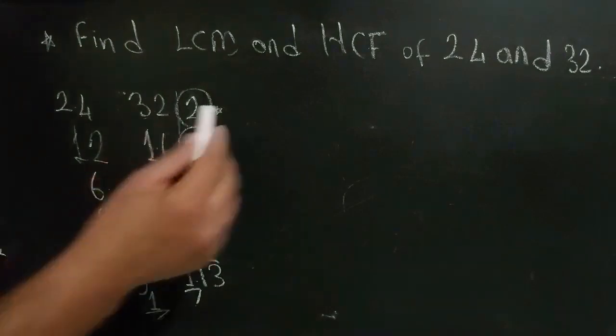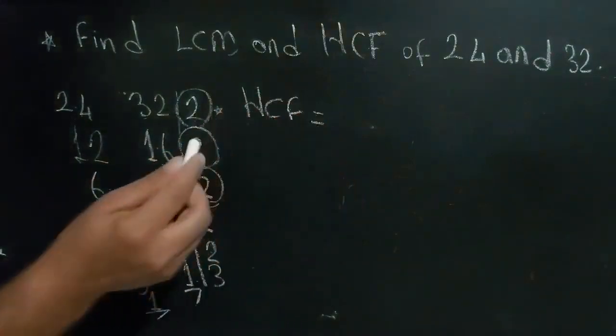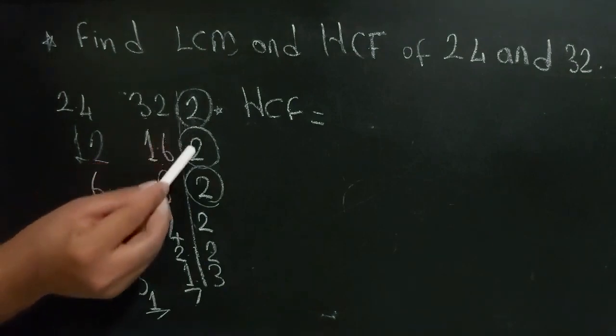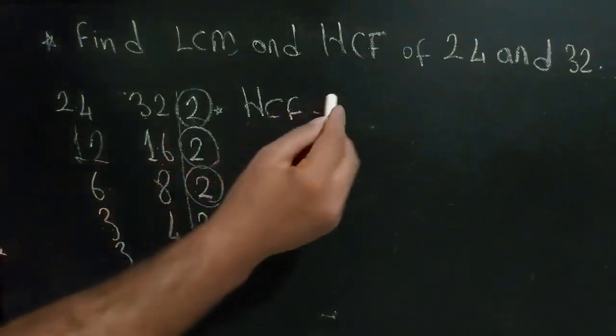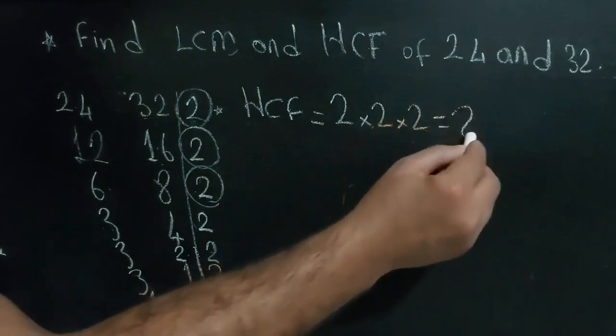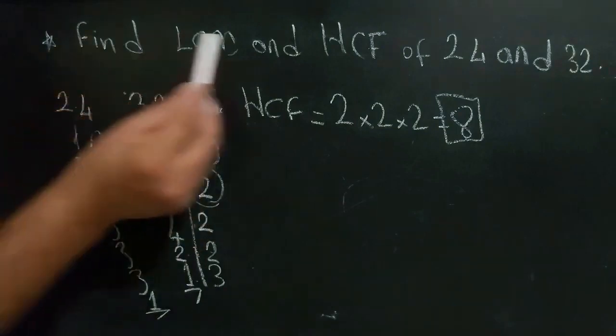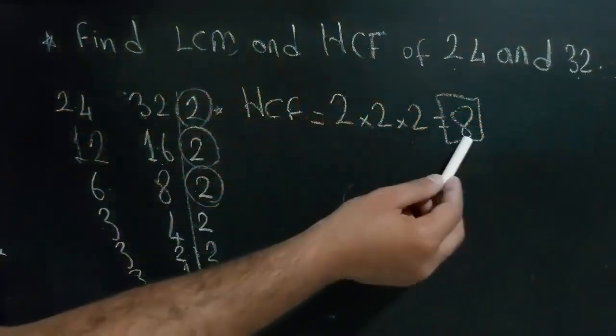Let's continue. For HCF, you multiply the circled numbers. This is circled, this is circled, this is circled. 2 times 2 times 2, which is going to be 8. HCF of 24 and 32 is 8.